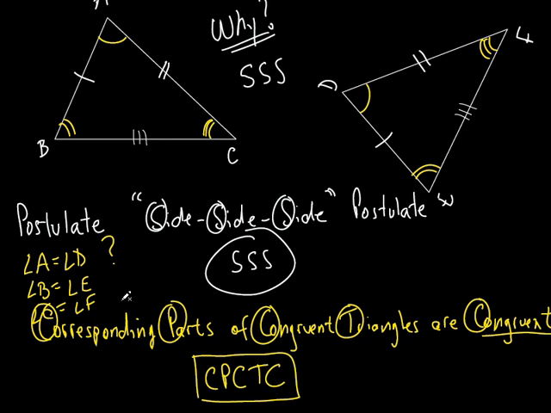When do we use it? We use it when we're trying to show that missing parts are congruent to each other. All right? We don't use it to prove the triangles congruent. We use it just to say that angle A is equal to angle D, angle B is equal to E, angle C is equal to F.